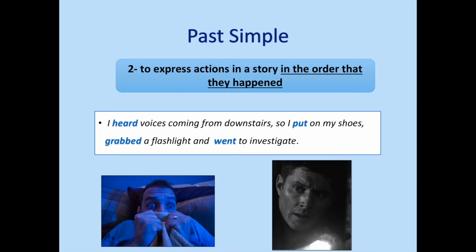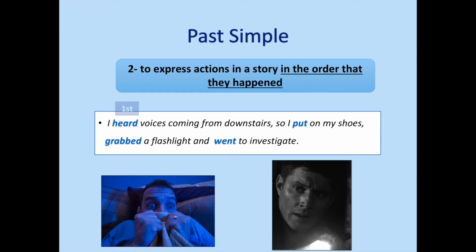We also use past simple to express actions in a story in the order that they happen. So let's look at the example. I heard voices coming from downstairs. So I put on my shoes, grabbed a flashlight, and went to investigate. All of these verbs are in past simple.